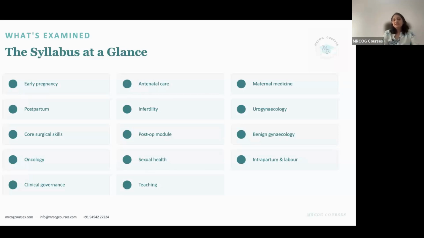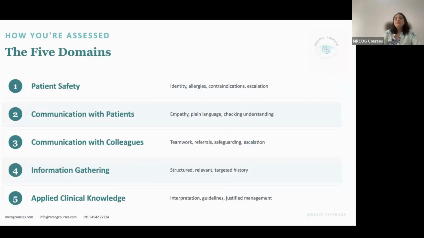The syllabus at a glance. You all know all these module names. I don't need to read them again and again. This is very important. There are 5 domains tested.